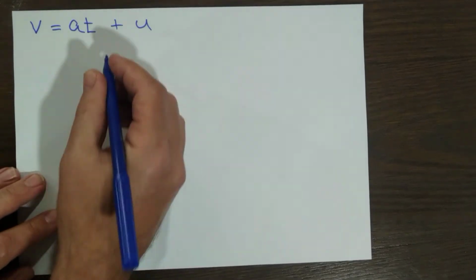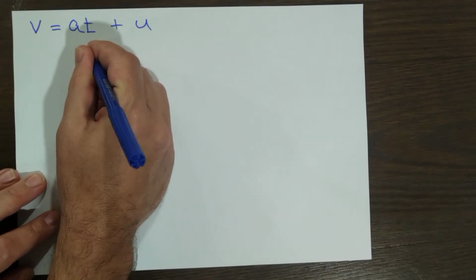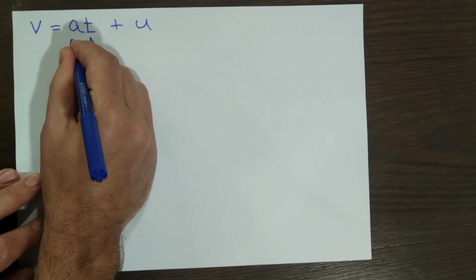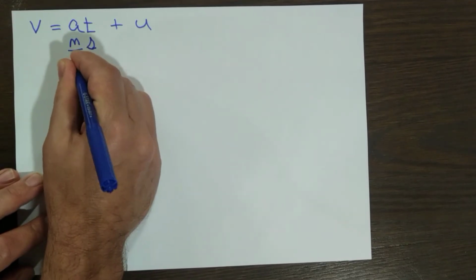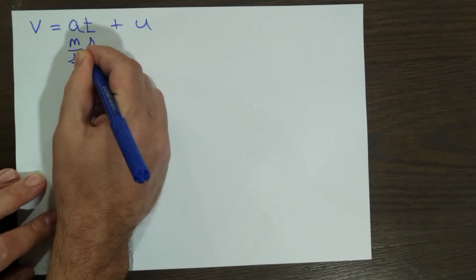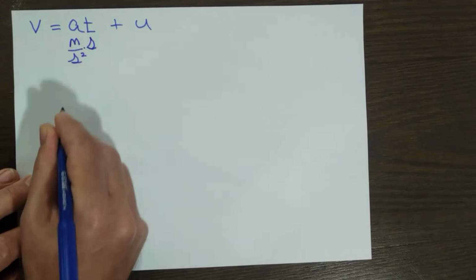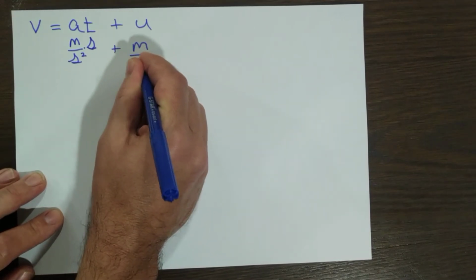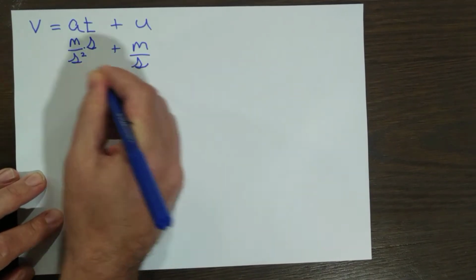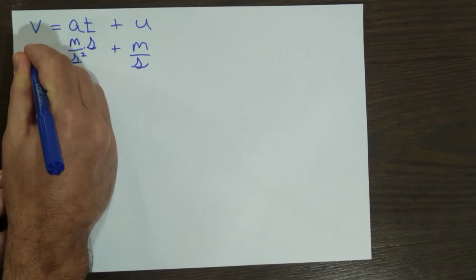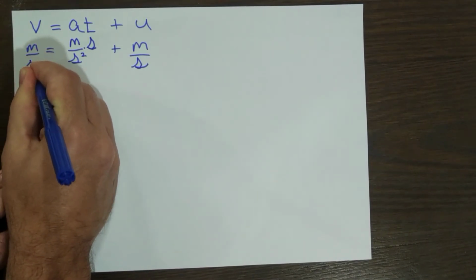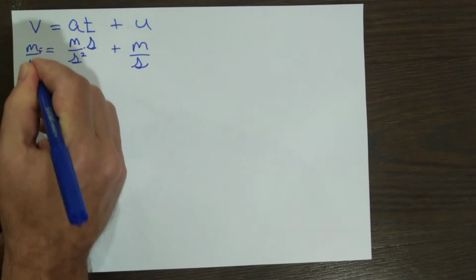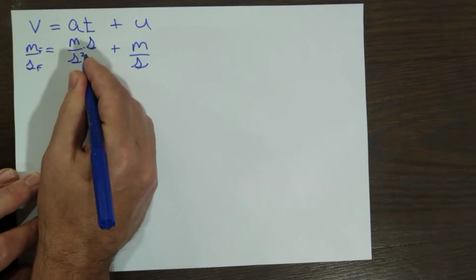If we think about our units, and this is why it makes sense, if we have seconds for time, and if we have meters per second squared for acceleration, plus meters per second for initial velocity, is equal to meters per second. I'll put an F here so we can distinguish it from I. That's our final velocity.